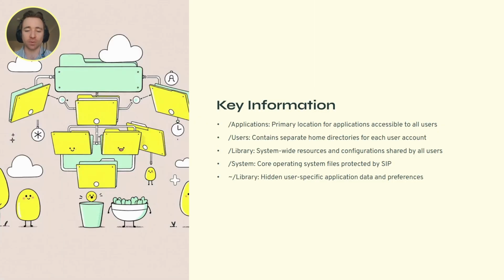So everything we just went over: the Applications folder is where your applications are kept. The Users folder is where the separate home directories for each user account are kept. Library is system-wide resources and configurations, which are shared by all users. System relates to core operating system files protected by SIP, and the ~/Library is a hidden user-specific application data and preferences folder, okay? When you get questions on these, it might ask you what data goes in what folder. Based on what we just went through, have a broad understanding, you should be okay. You should be able to make your way through that kind of question.